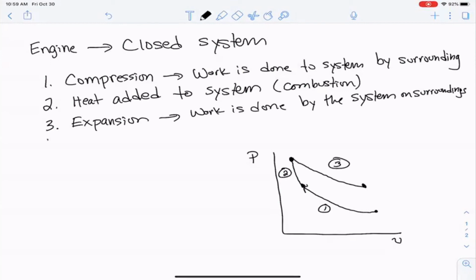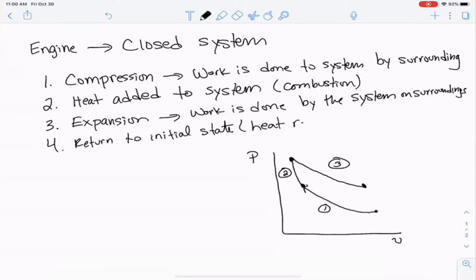And then the fourth step in all of these heat engines is, in a real heat engine, you actually would exhaust everything to the atmosphere. It comes out of a tailpipe, and then you would intake some more air and some more gas. In a closed system, what we would do is just return to the initial state. And often that's just by removing heat. And we'll do a good example of that in a minute, okay?